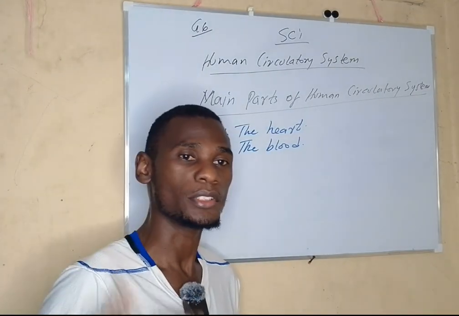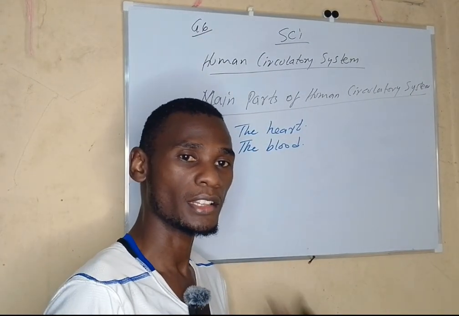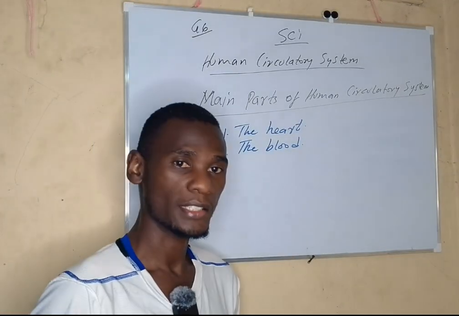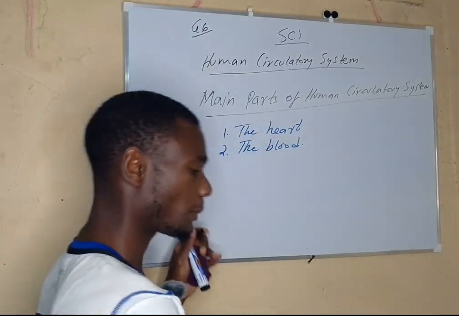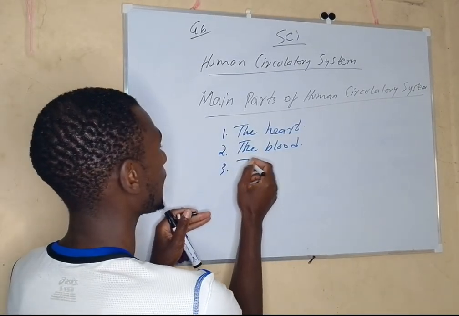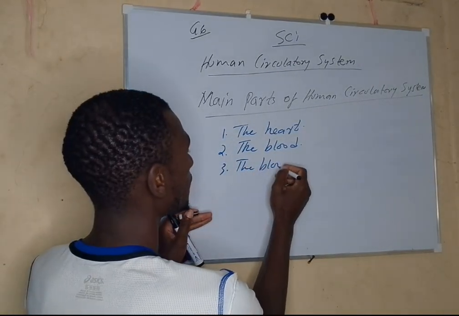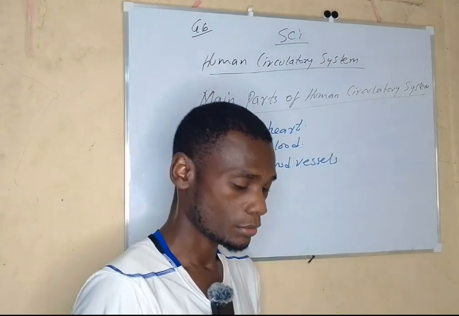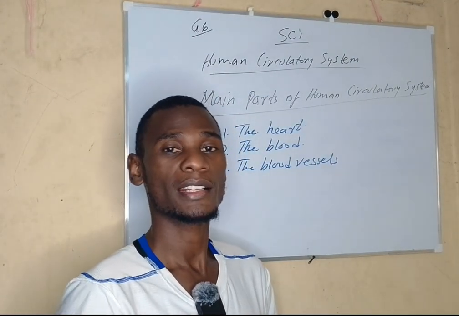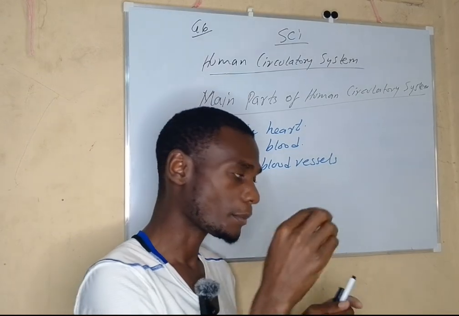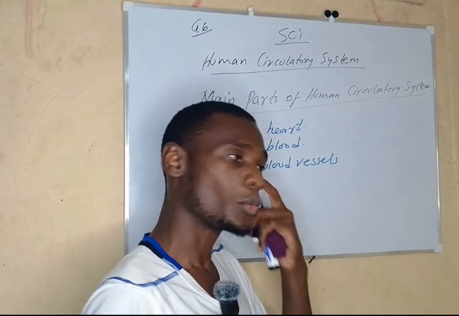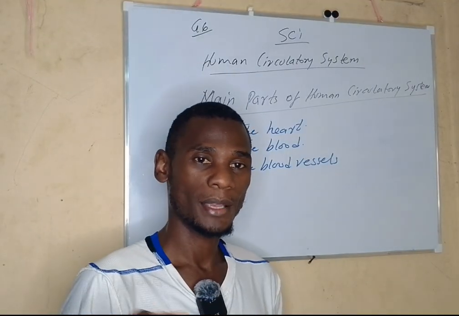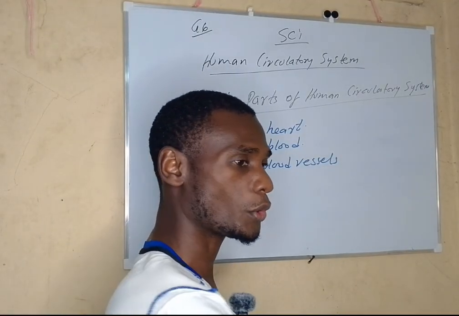That is what is supposed to be transported or circulated in the body. So that is also one major part of this system. Then the last part are what we call the blood vessels. Now, these blood vessels are responsible for taking blood from one point to another. We used to call them pipes in our bodies. It is just a pipe where the blood flows.